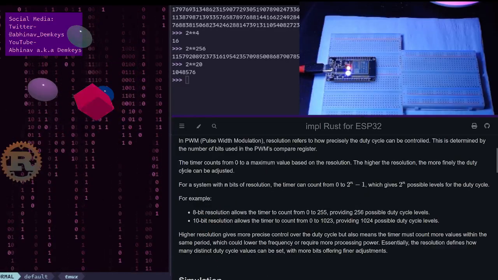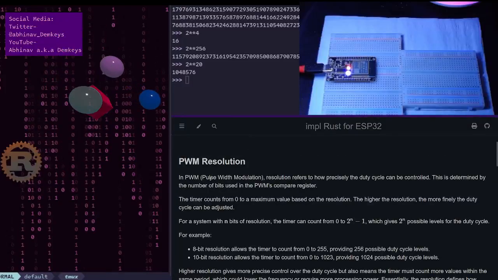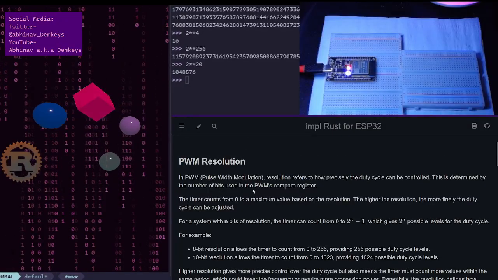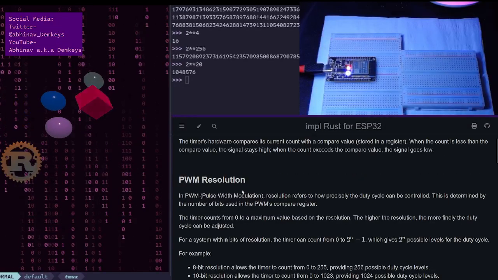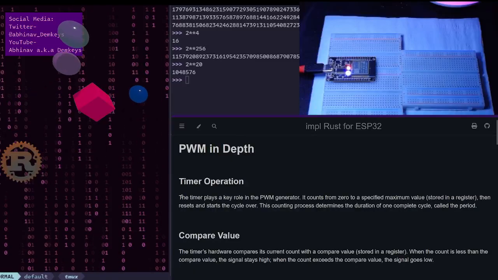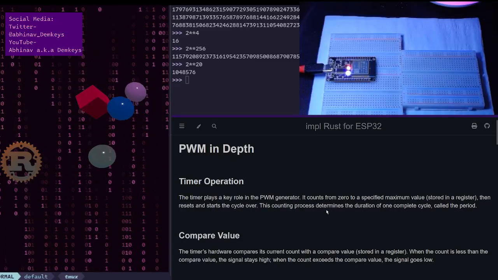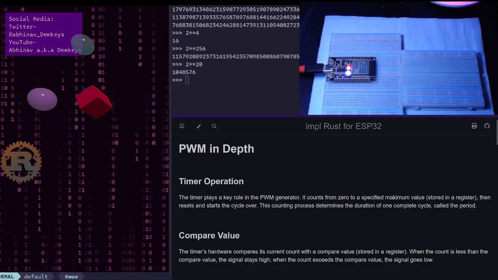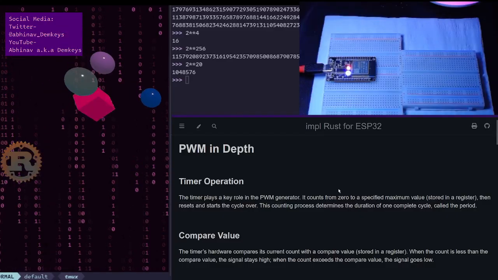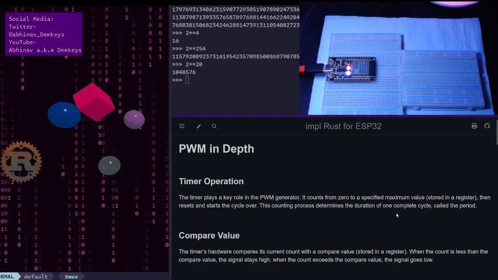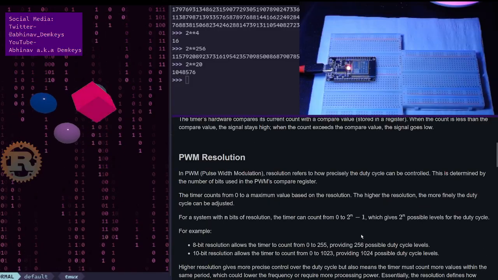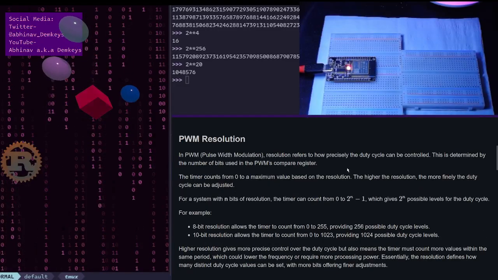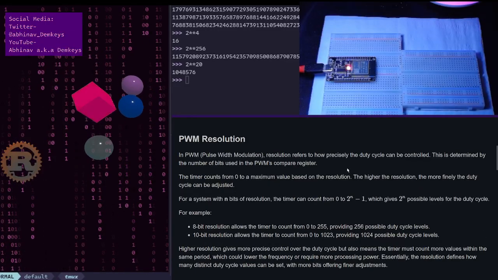Yeah, here. Okay. The timer counts. This is determined by the number of bits used by the timer. It is stored in a register. Okay, it counts from 0 to a specified maximum value, then resets and starts the cycle over. Okay, so the counter register.